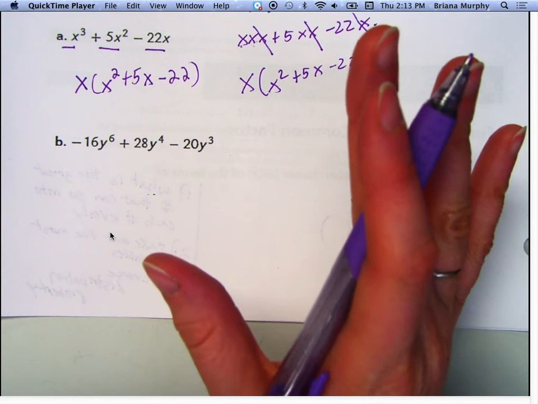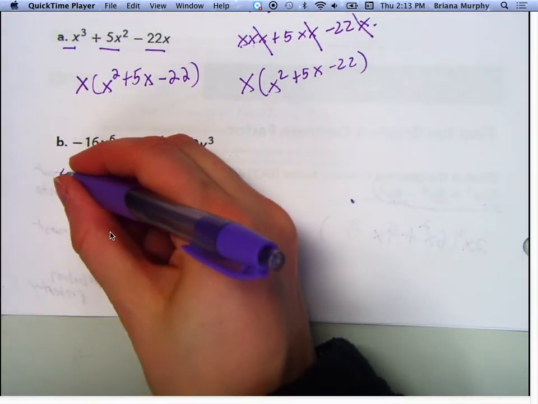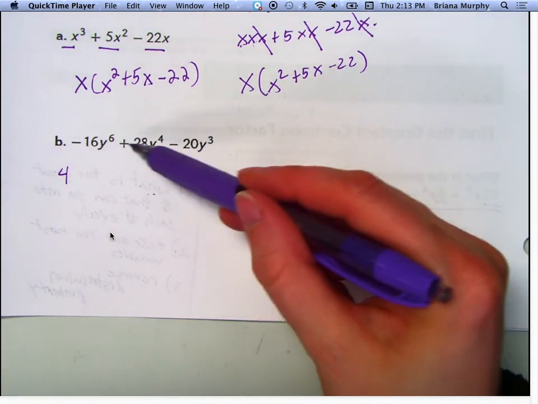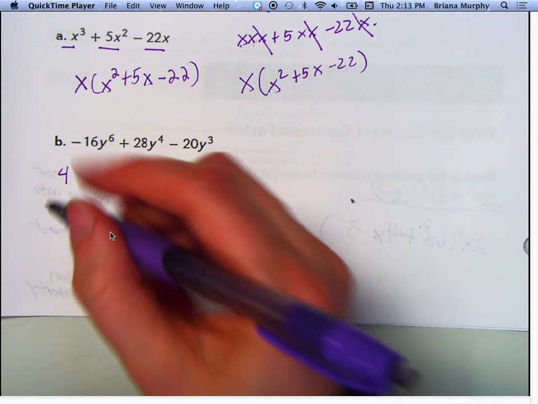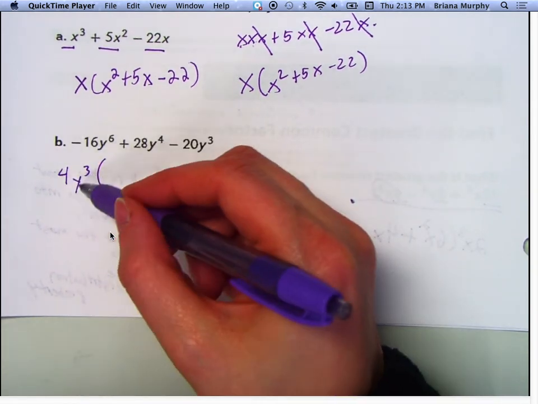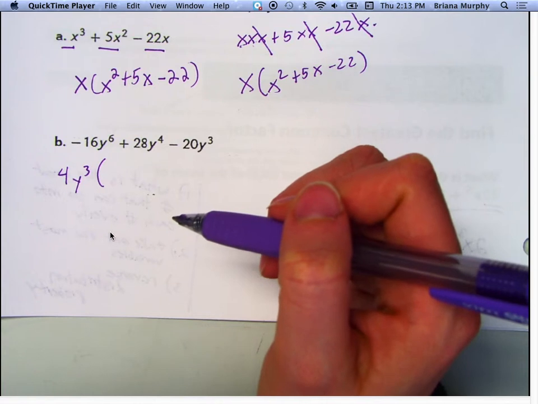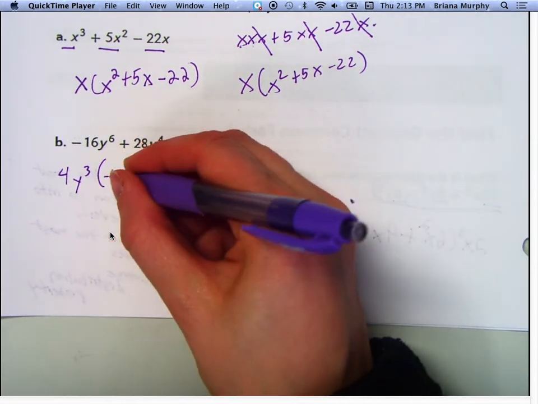Let's try positive 4 first, then I'll show you how you can do it for negative. So we can take out a positive 4. What's the smallest number of exponents there is? So we have to take out y to the 3. 4y to the 3 times what gives me negative 16y to the 6? Negative 4y to the 3rd.